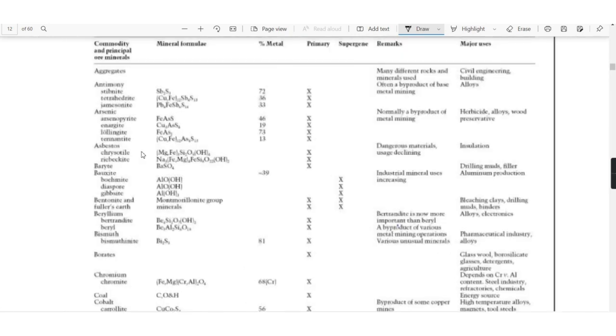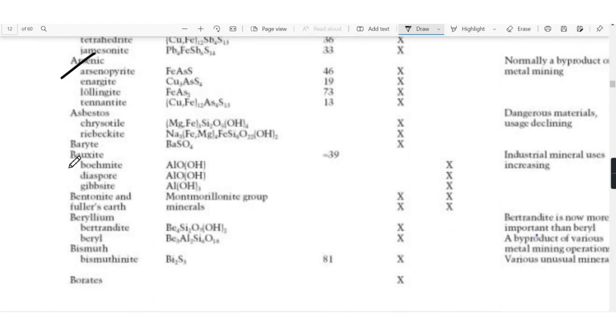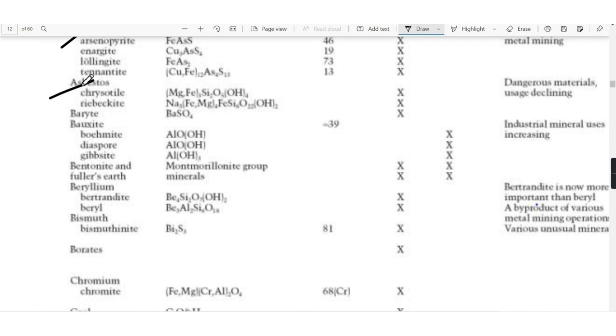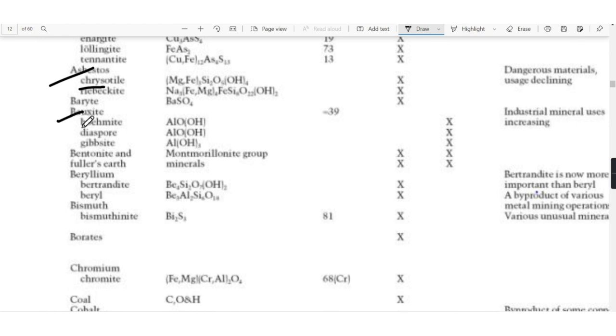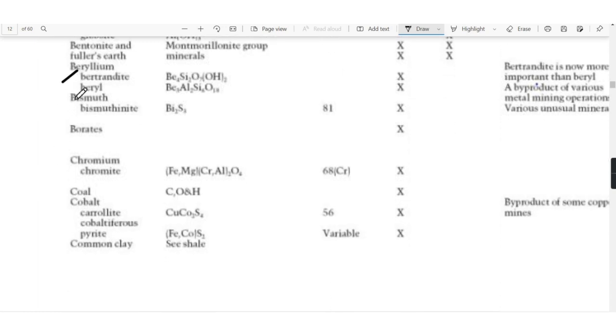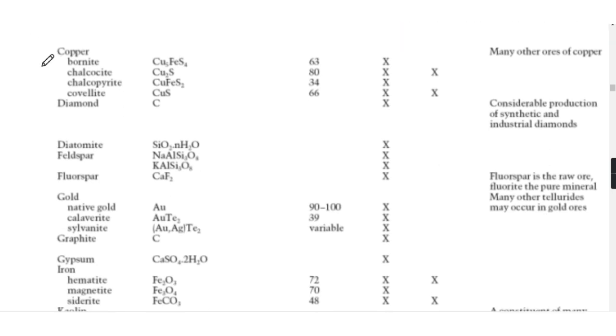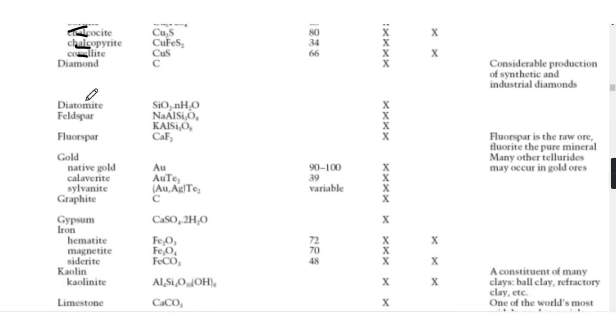So here we will see some important ores. For antimony it is stibnite. Arsenic, asbestos, its ore is chrysotile. Bauxite ores are boehmite, diaspore, gibbsite. This has been asked in the exam also. Beryllium has the ore mineral beryl. Chromium has chromite. Copper ore minerals are bornite, chalcocite, chalcopyrite, covellite.